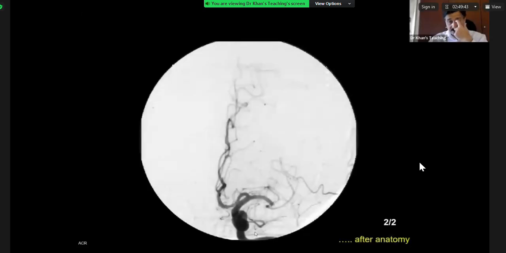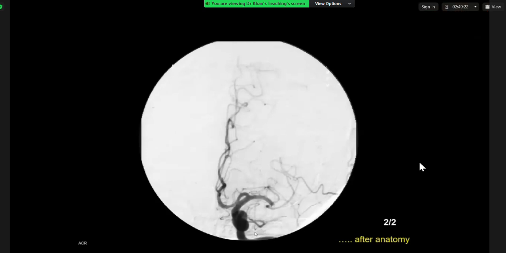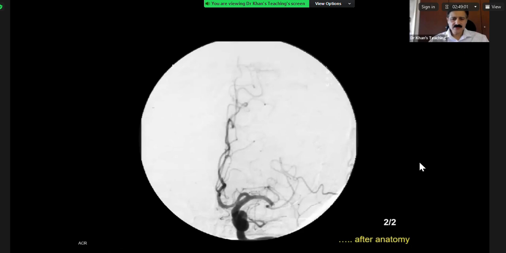Okay, so I will show you an AP view. Same case, by the way. The MCA isn't going out as far laterally as I would like. Good. So what is the conclusion? So there is a stenosis of the MCA. Okay, fine. We will come back to this and we will revisit the case.